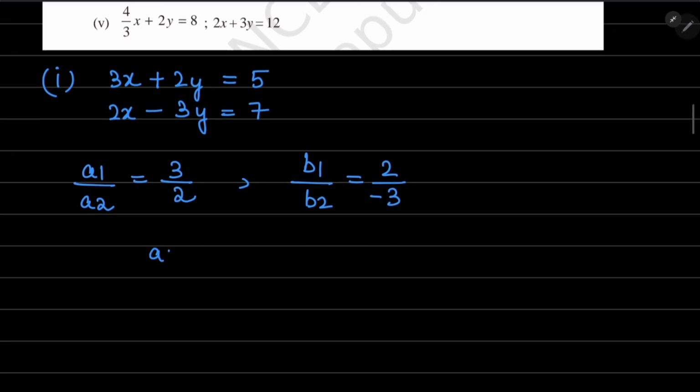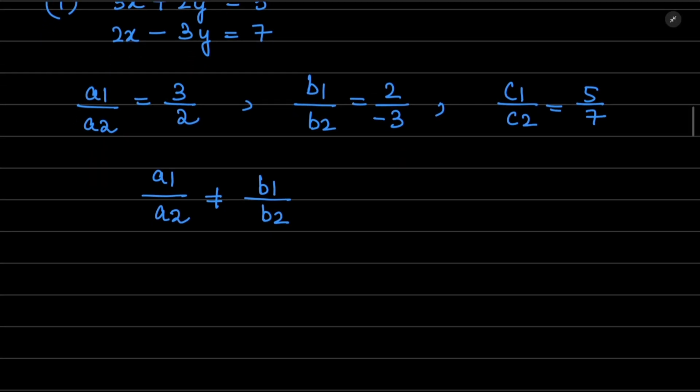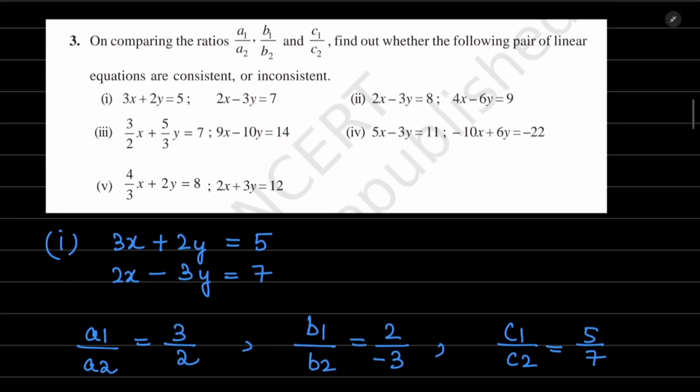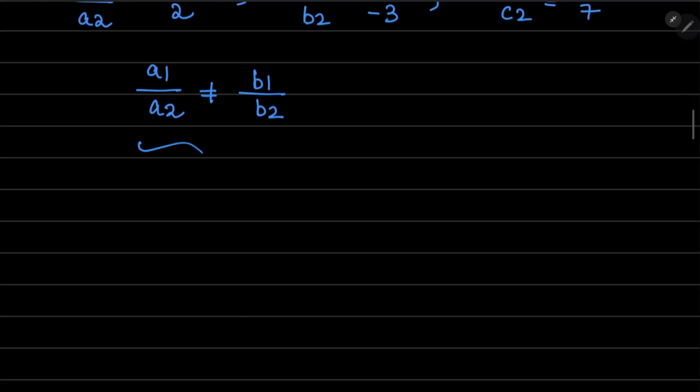A1 by A2 is not equal to B1 by B2. You need not calculate C1 by C2. So C1 by C2 will be minus 5 by minus 7 or 5 by 7. So the minute the first two ratios are not equal, that means it's a scenario wherein you have unique solutions. The lines will intersect at a point, but what is asked is to find out whether they are consistent. So here you can write down that this is a condition that satisfies for unique solution.